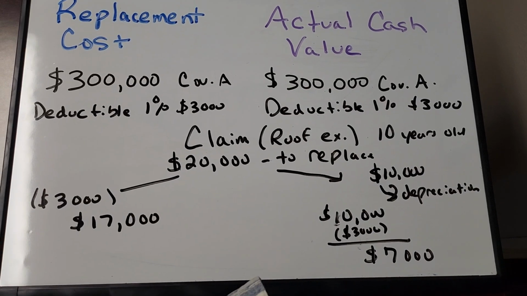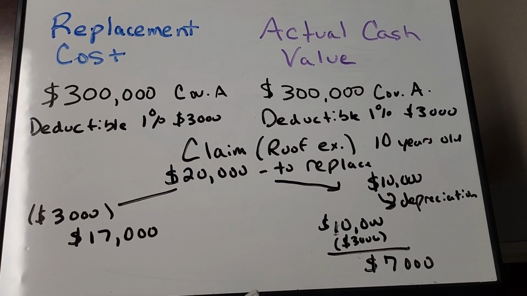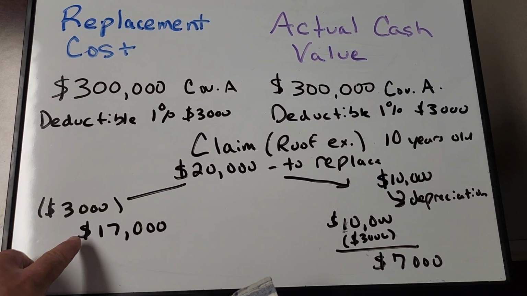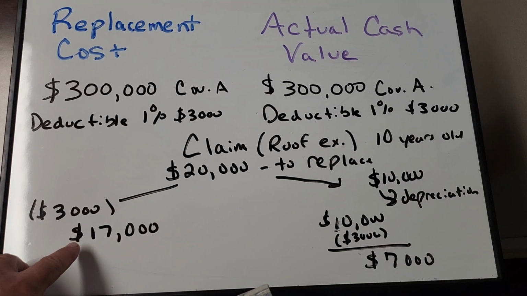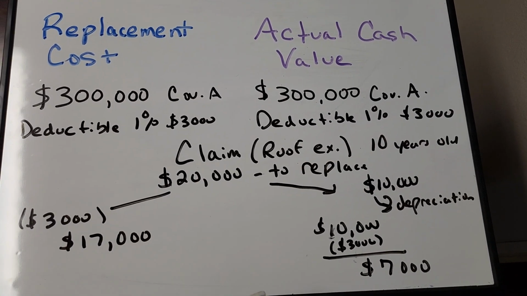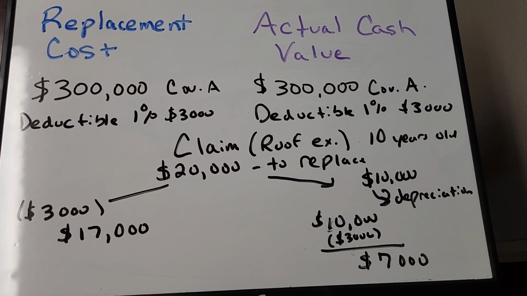So in the replacement cost example, it costs $20,000 to replace. We're going to take our deductible, which is $3,000, right? And then we're going to subtract it, and you're going to get $17,000 to replace your roof. So the insurance company would pay, less your deductible, the cost it was to replace your roof.